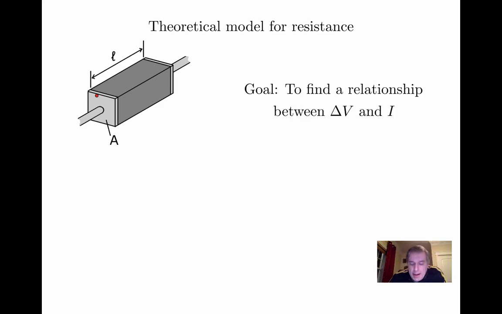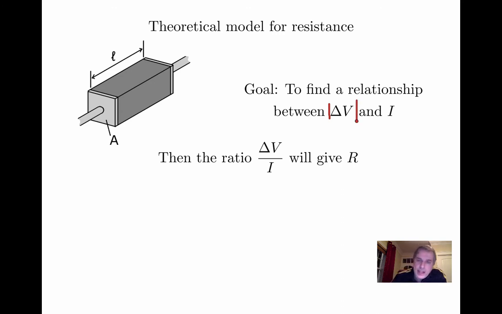We're going to proceed by finding an equation that relates delta V and I, and therefore, once we have an equation relating delta V and I, then the ratio delta V over I will give us an equation for R. So our goal is to relate delta V and I. Whenever you say delta V here, it's always understood that I'm working with the absolute value so that everything is positive, okay? But I didn't write the absolute value everywhere. Okay, how do we get started?